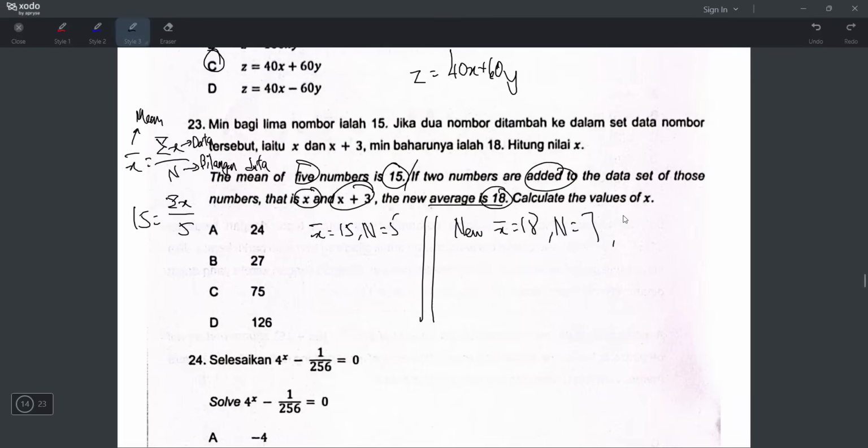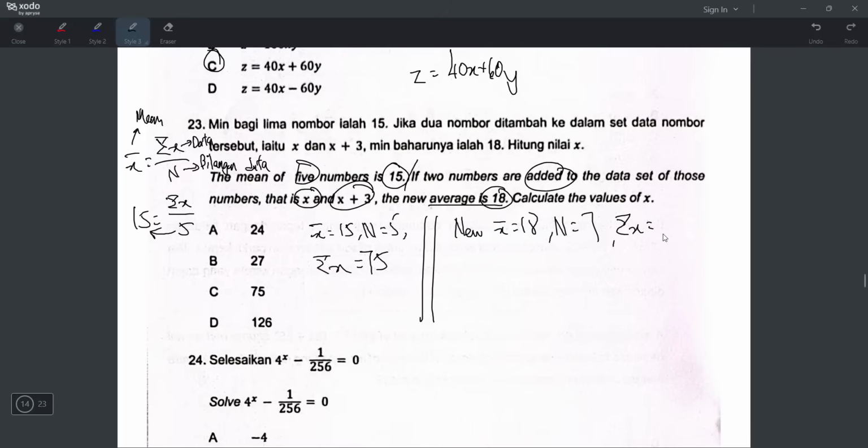And also your sum of data is not the same as this sum of data here because you add x and x plus 3. Okay, but it's okay. Let's find out the sum of data from here first. And I told you how to find it already, right? I wrote it here already. So the sum of data will be 5 times 15. So you press this, you will get 75.